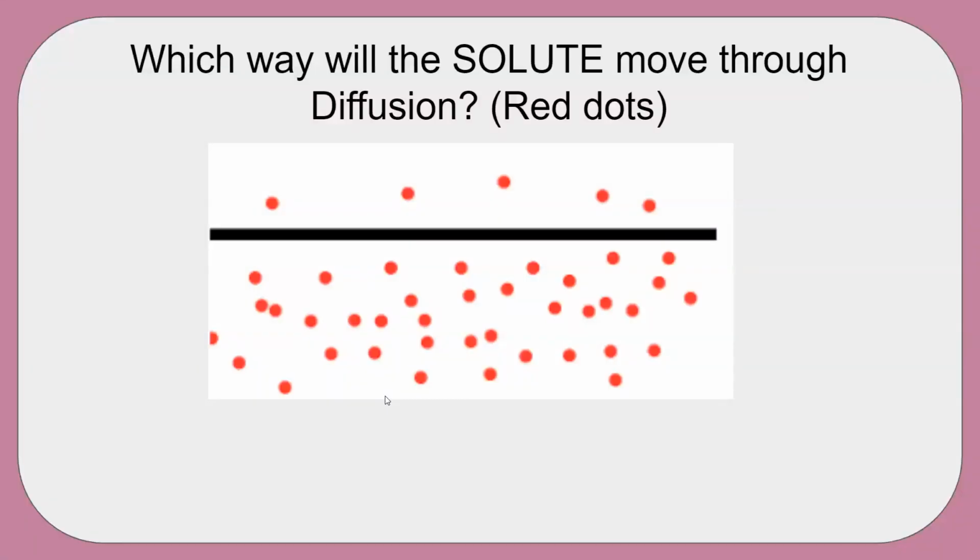So in this image, which way will the solute move through diffusion? So remember, solute moves from high to low. So here's my high concentration, here's my low concentration. It will move up.